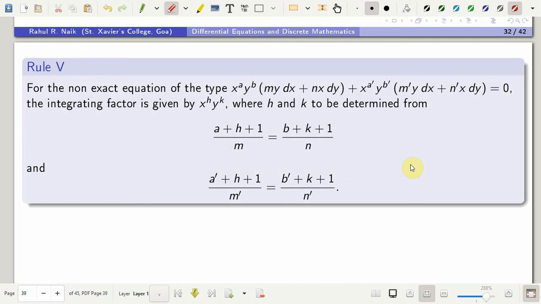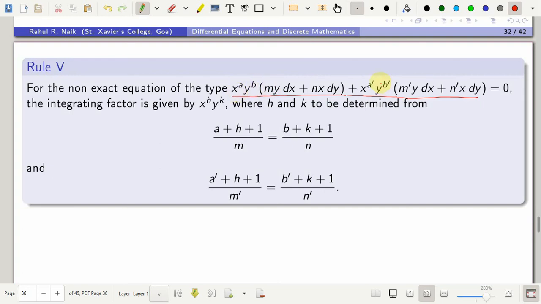This is the last rule, that is rule 5, in which we will be discussing a non-exact equation of the type x raised to a, y raised to b, (my dx plus nx dy) plus x raised to a prime, y raised to b prime, into (m prime y dx plus n prime x dy) equal to 0. Now if you see the first term and the other term in the expression, it's almost similar, and it's not in the normal form, it is in this form.